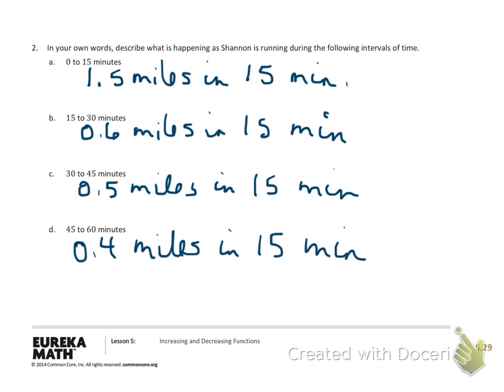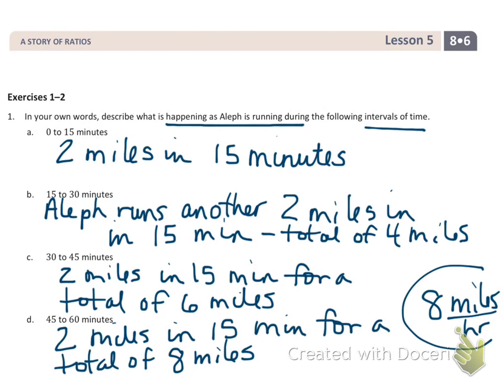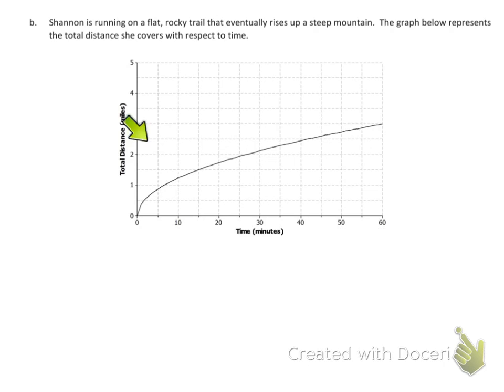Okay, so as she's running, as time goes on, her speed is decreasing. And let's see where we see that on her graph. It's kind of steep right in the beginning, and then it gets less steep. It's still increasing, so it's not a negative slope. It's a positive slope, but it's not as steep here as it is down here. So why would that be?